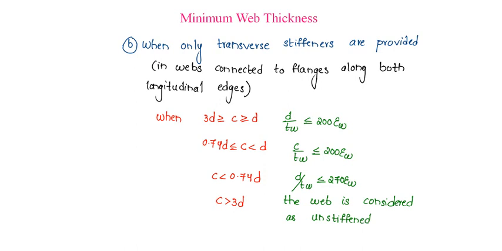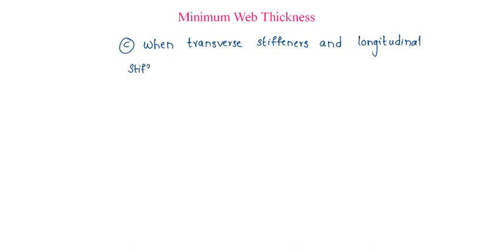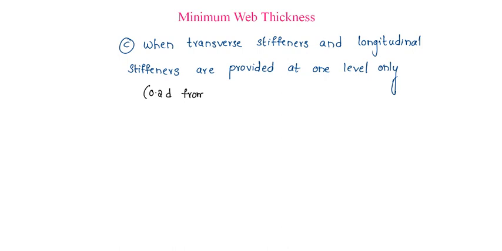That is, stiffeners are not provided to the web. Case c is when transverse stiffeners and longitudinal stiffeners are provided at one level only, and this distance from the compression flange is where a longitudinal stiffener is provided.